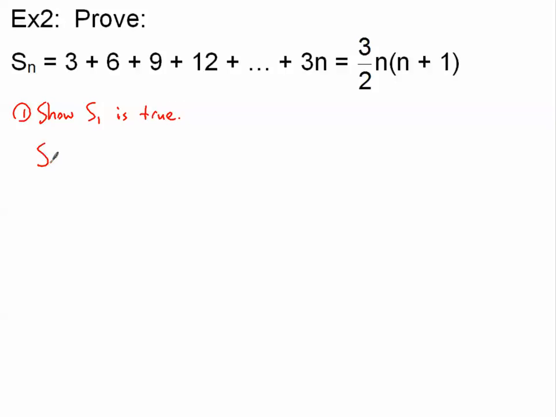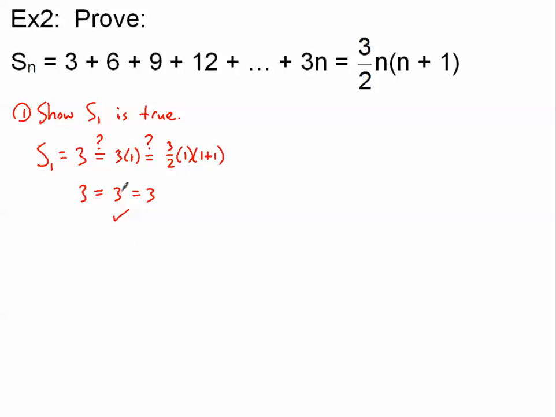So S sub 1 this time is supposed to be equal to 3. And I put question marks when I'm not sure. I have to plug a 1 into this part, so that's 3 times 1. And I have to plug a 1 into this part, so that's 3 halves times 1 plus 1. Now I know what most people are going to do is they're going to assume that these things are true, and they're just going to say that 3 equals 3 equals 3, and put a check mark. Okay, that's great. I would make sure that you mathematically can prove that that's true.